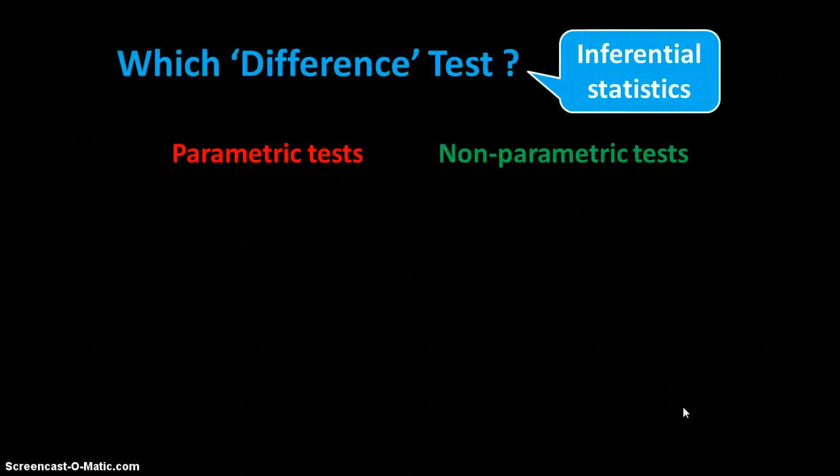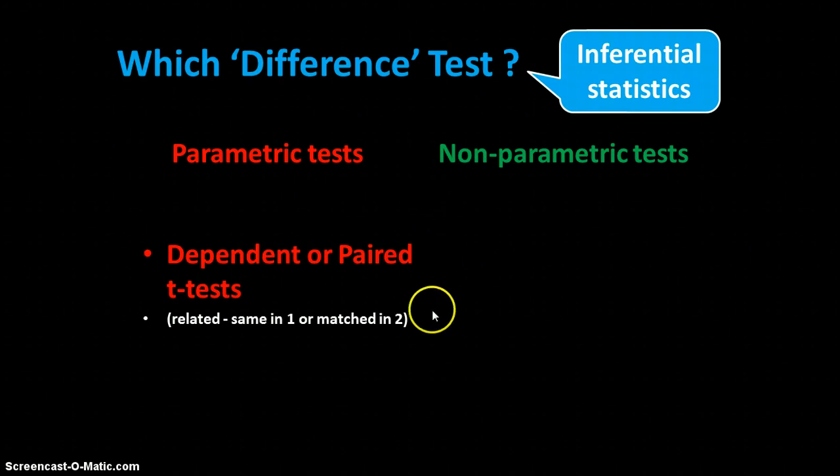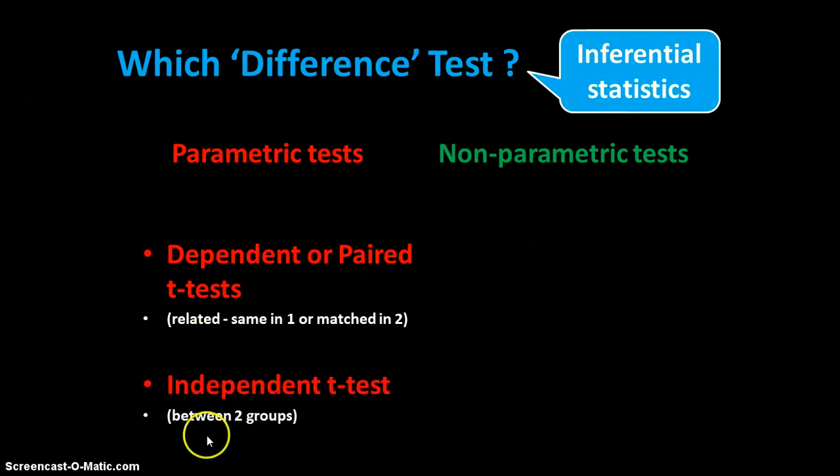So again, looking at which test to use to test for difference, we know that we have to determine if our data is parametric or non-parametric. If we are using the same subjects or matched subjects to gain the two data sets, we would use a dependent or paired t-test. The same subjects means that their results will be paired. If we're using different groups, so between groups, we would use an independent t-test.